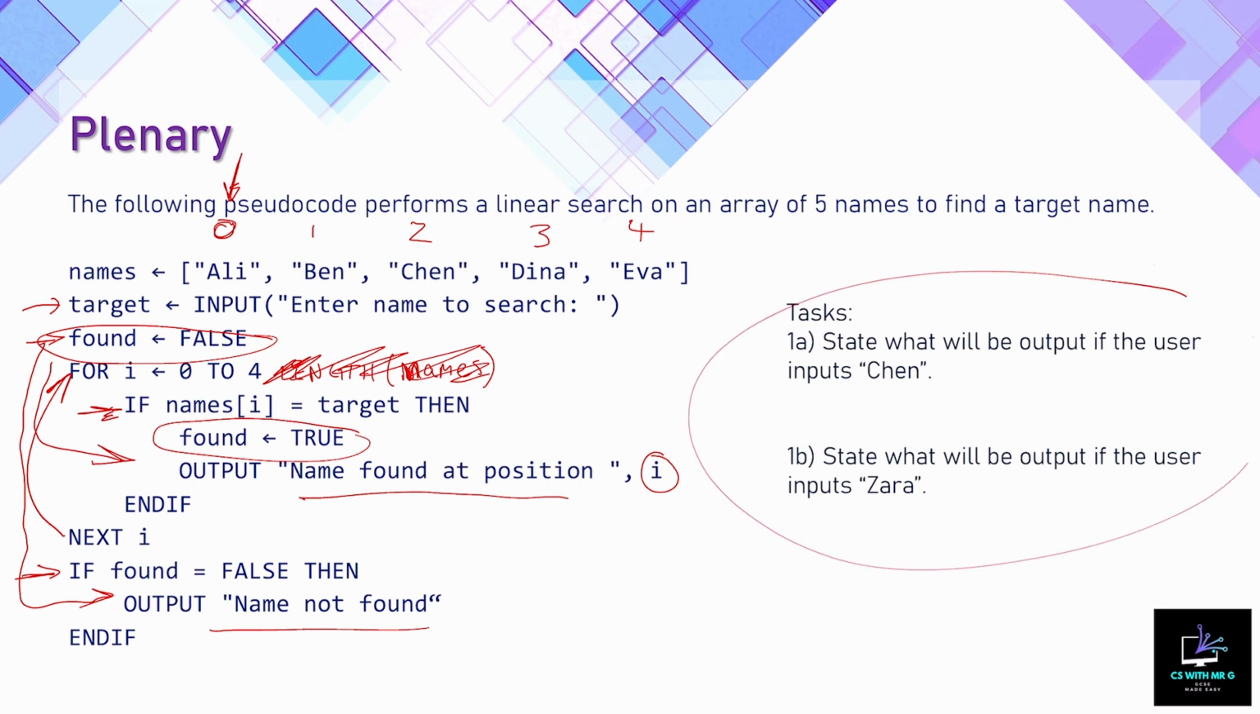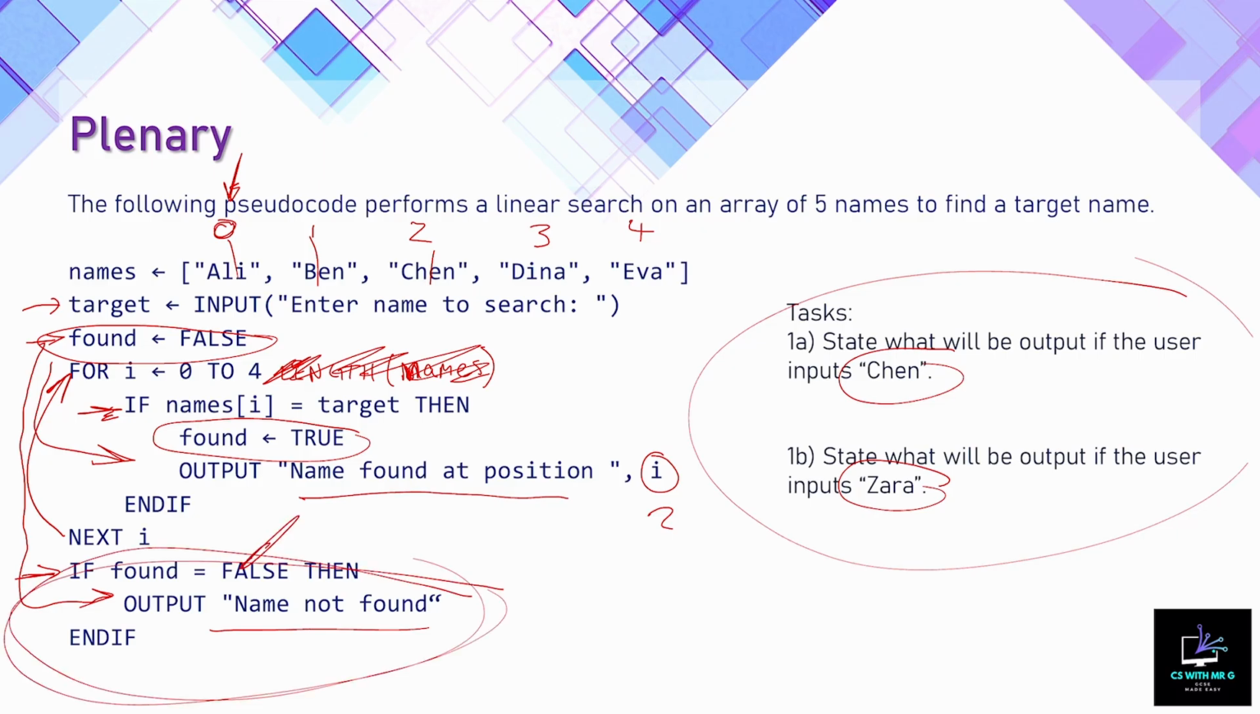The questions are, what will be output if the user inputs Chen? So obviously it will print out name found at position 0, 1, 2. So name found at position 2 will be output if the name Chen is typed in. 1b, state what will be output if the user inputs Zara. And like we've just said, Zara is not in this list, so it would have output name not found. So this condition would have been met because found would have been set to false from the very beginning.